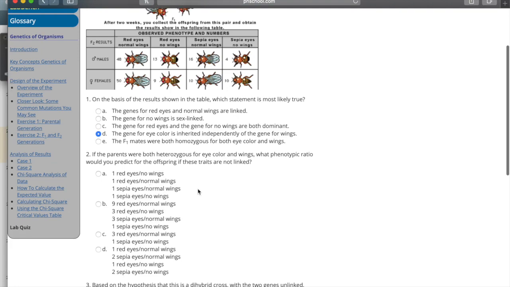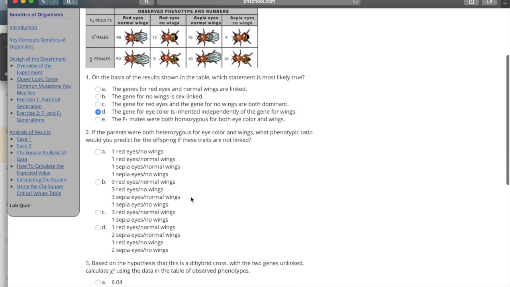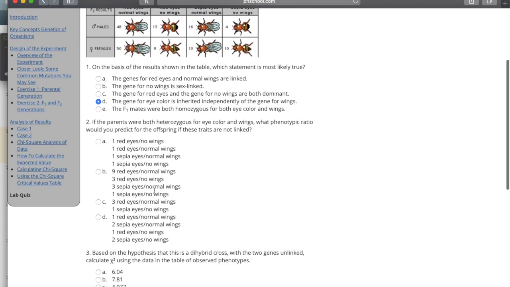Now, number 2: if the parents were both heterozygous for eye color and wings, what phenotypic ratio would you predict for the offspring if these traits are not linked? If we remember, we should be seeing our typical 9:3:3:1 ratio if there are two traits with two alleles and one is dominant and one is recessive. And we're breeding two heterozygous parents here, right? So that's our typical dihybrid cross inheritance pattern.